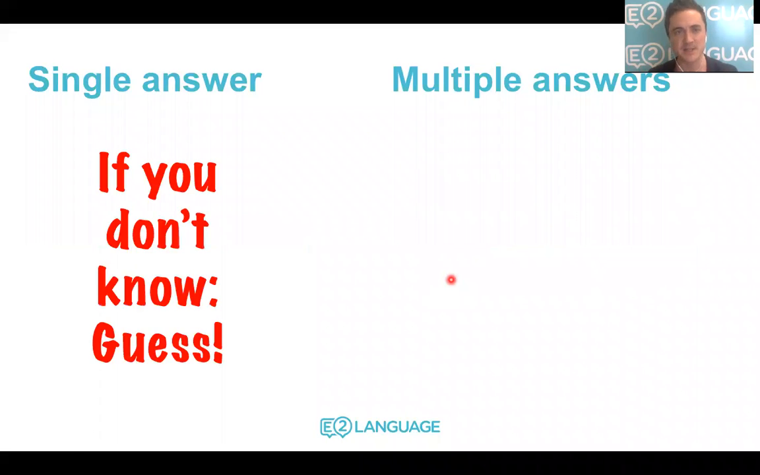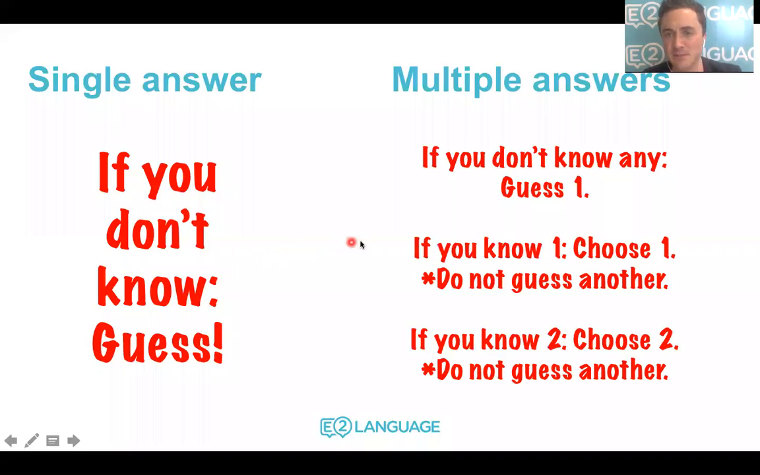What are those implications? Well, for multiple choice, choose single answer. If you don't know the answer, you should guess. Why? Because there's no penalty. You don't lose points. Multiple choice, choose multiple answers. Here's a little thing that you should learn. If you really don't understand any, if you can't even get one, guess one. Guess the one that you think might be the answer, okay? If you know one, if you're sure about one, then choose just one.